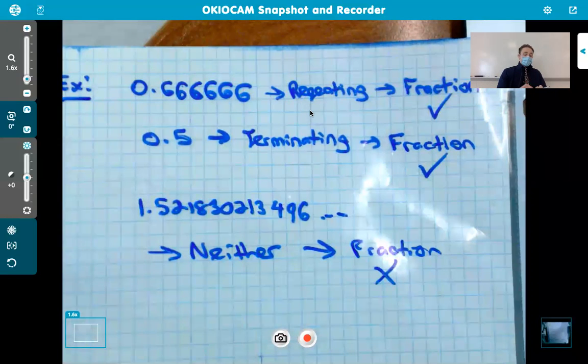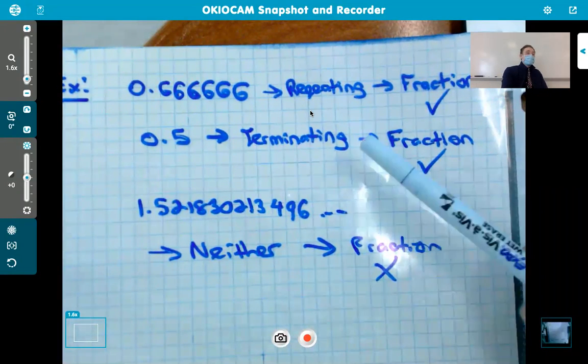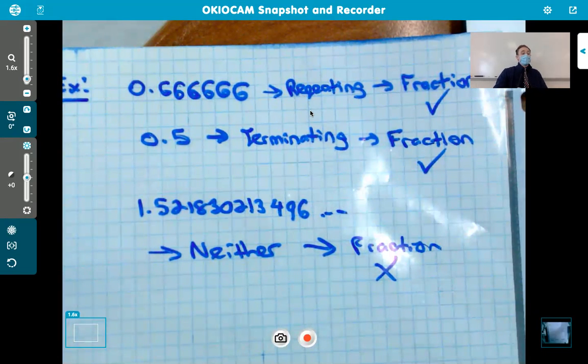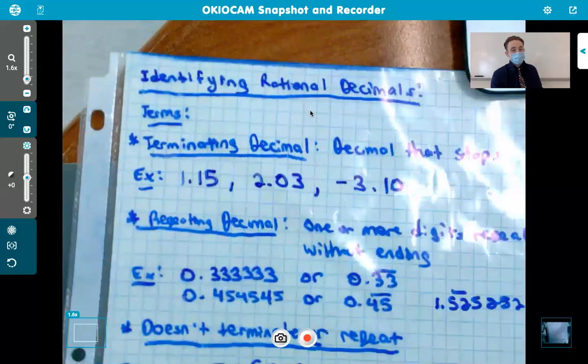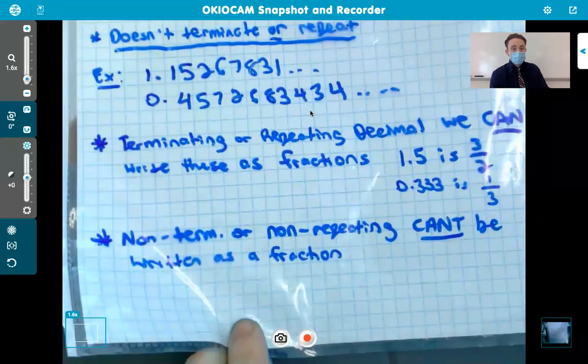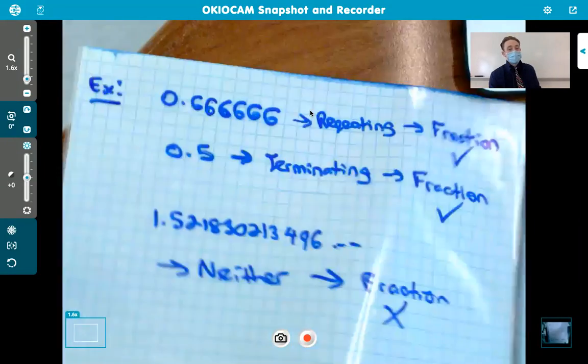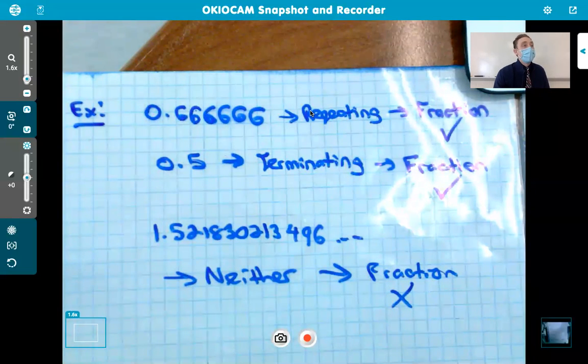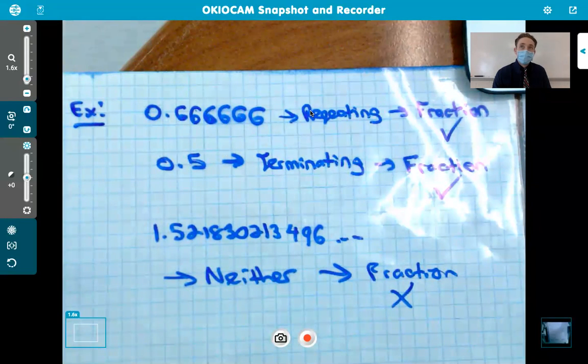Questions that you'll see on your ALEKS assignment tonight will be very similar to this. It'll give you a list of different kinds of decimals, and it'll say, well, what kind of decimal is it? Is it terminating, repeating, or neither? And then if it is terminating or repeating, can I write it as a fraction? You would say yes. If it's neither, you would say no. Okay. Any questions about anything that we covered so far with this mini lesson here? So we have different kinds of decimals. Some can be written as fractions, some can't. And then here's some examples for you to work off of for your homework assignment as well. Everybody's good?